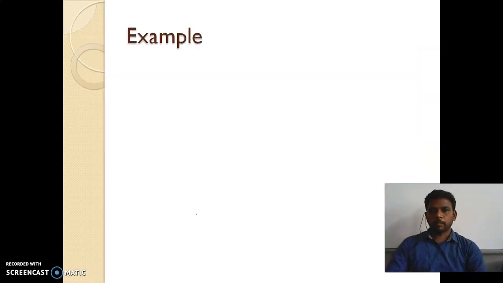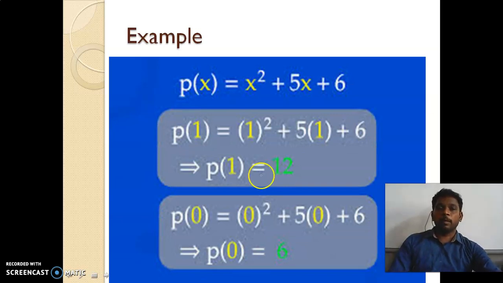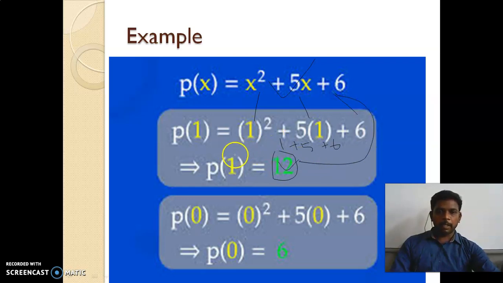Okay, look at the next example. Here p of x is x square plus 5x plus 6, and we need the value of p of x at x equal to 1. So instead of x, put 1. So 1 square plus 5 into 1 plus 6. 1 square means 1 only, plus 5 into 1 is 5, and then plus 6 as it is. Now add everything. 5 plus 1 is 6, 6 plus 6 is 12. So 12 is the value of the polynomial p of x at x equal to 1.